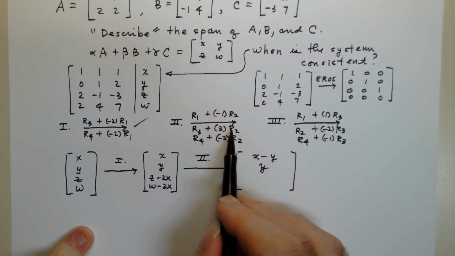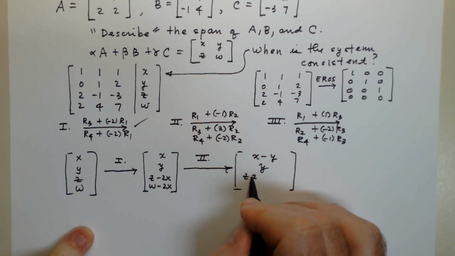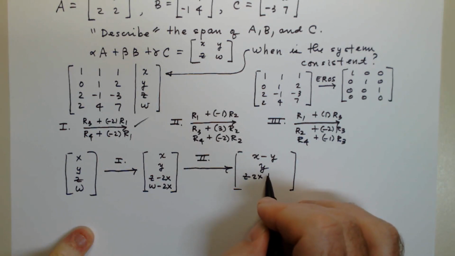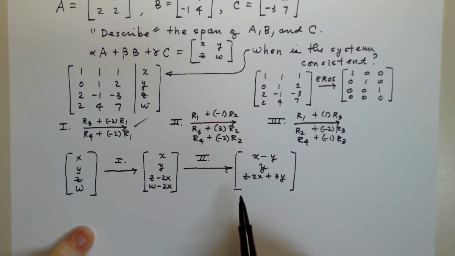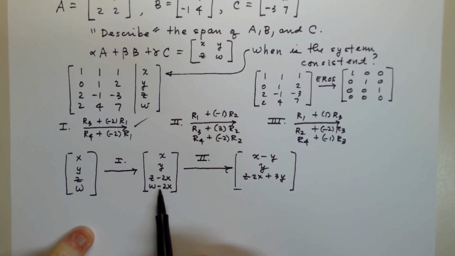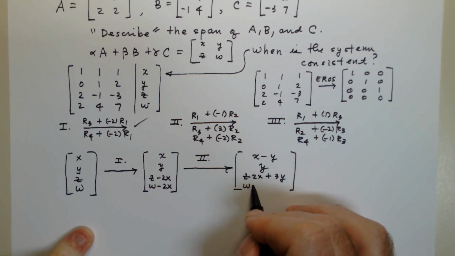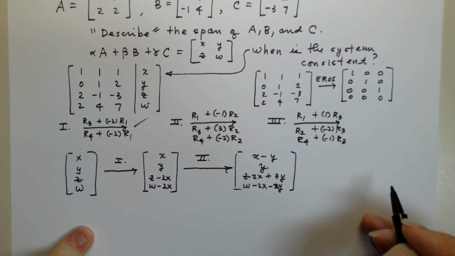I'm taking 3 times row 2 and adding it onto row 3. So that'll be z minus 2x plus 3y. And then I am doing a negative 2 times row 2 and adding it onto row 4. So that'll be w minus 2x minus 2y. That's a minus 2y there.